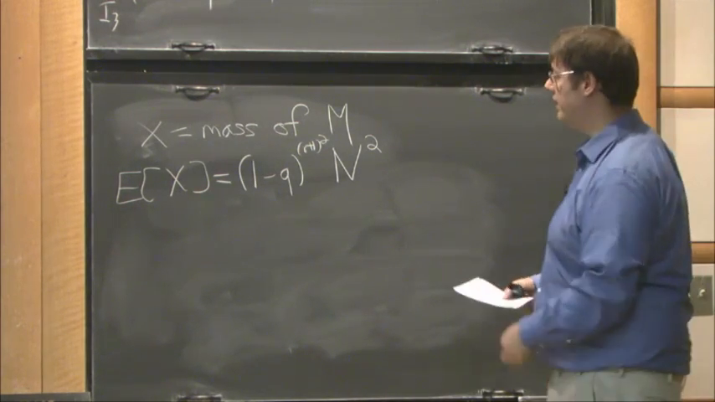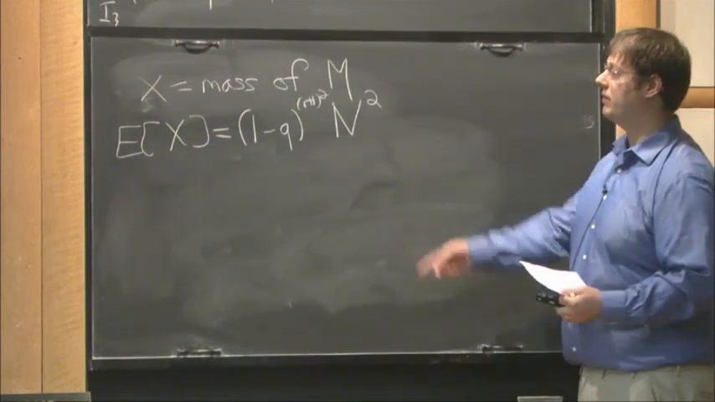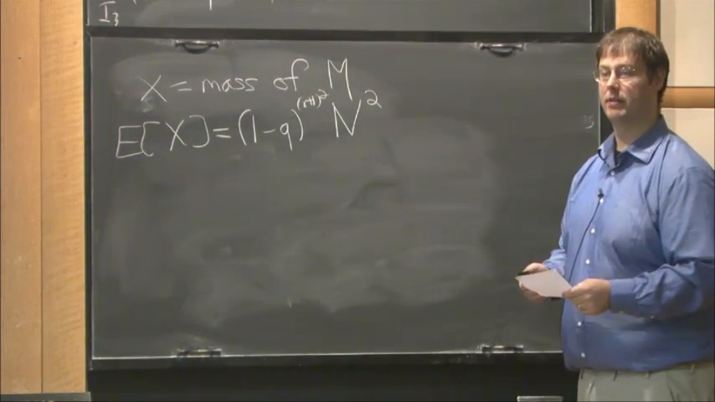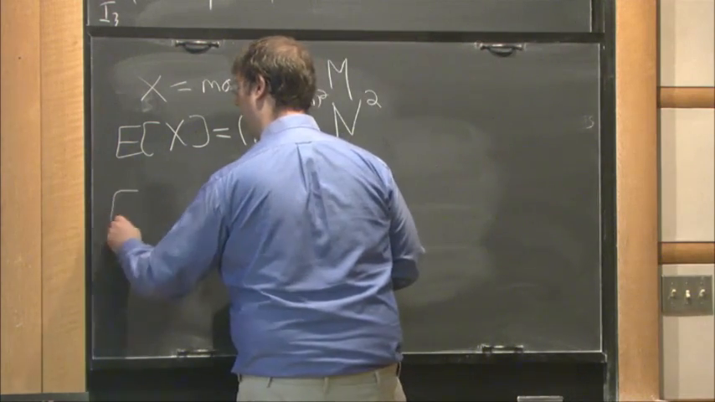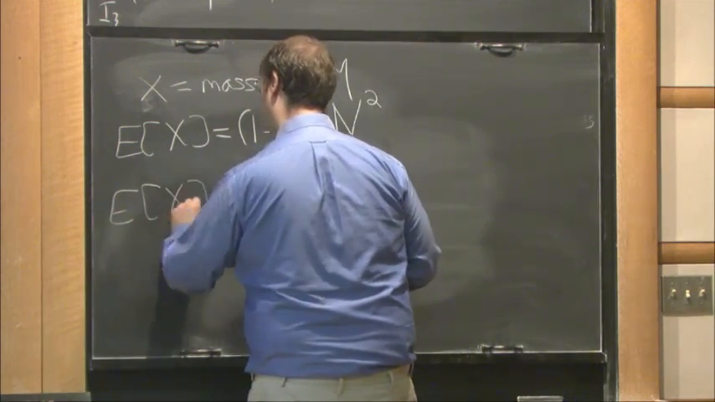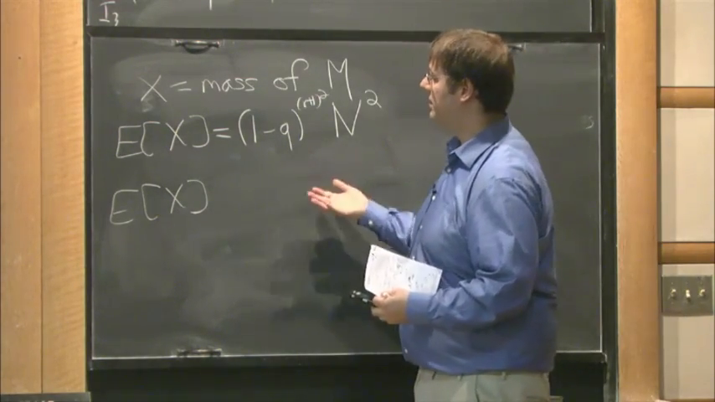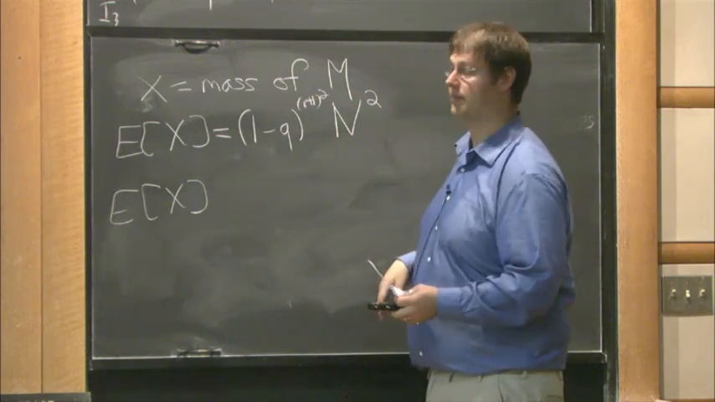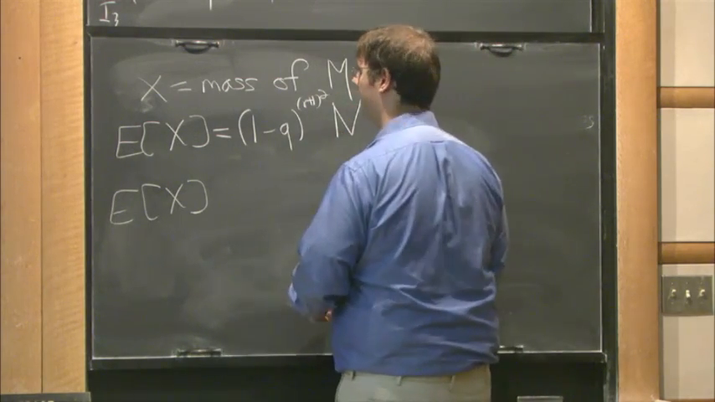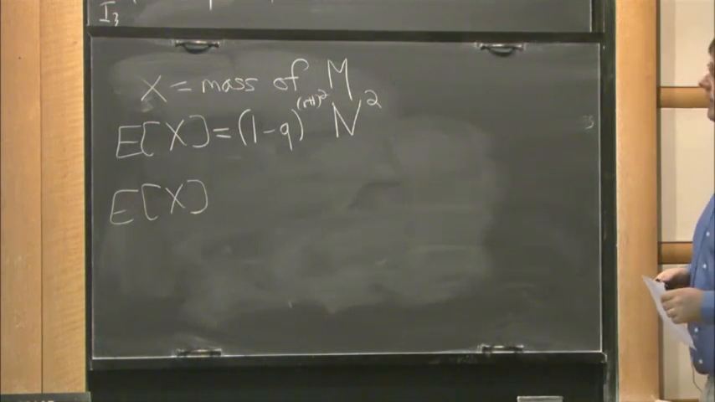Now, let's look at the probability that x is at least 1 minus q times its expected value. We'll just apply Markov's inequality here, and we get... so we want to show that x has some reasonable probability of being fairly large. So let's look at the probability that x is at least 1 minus q times its expected value.